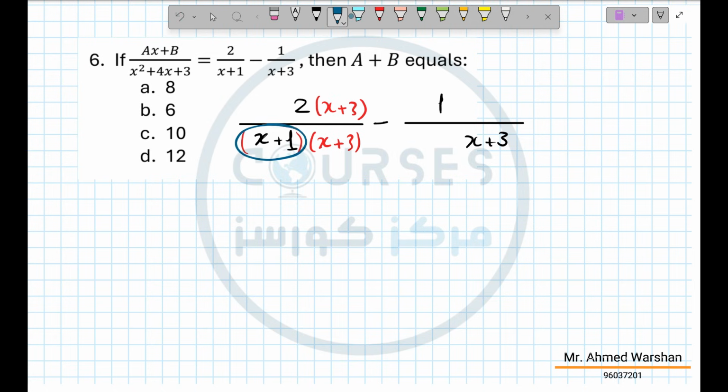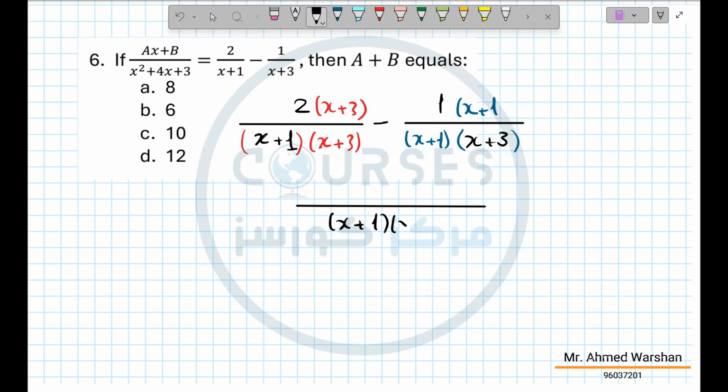The second one is missing x plus 1, so here we're gonna multiply by x plus 1 up and down. You can also use the butterfly method, it would still work. So we have the same denominator, so we can combine these. So that's x plus 1 times x plus 3.